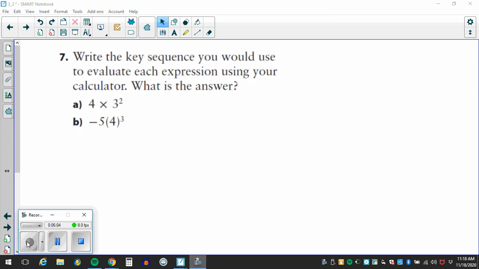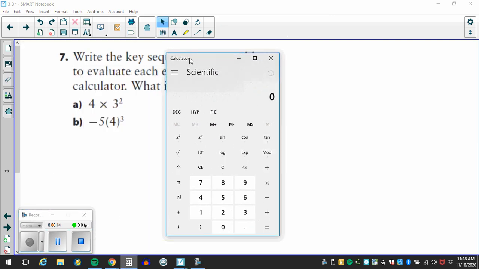Question number 7 says, write the key sequence you use to evaluate each expression using your calculator. So if your calculator is not intelligent, it will not know. If you just wrote the keystrokes in 4 times 3 equals and then squared it, you get 144. But if you did the proper keystrokes, you're going to first figure out what is 3 squared, which is 9, and then you're going to take that value and multiply it by 4 to get 36.